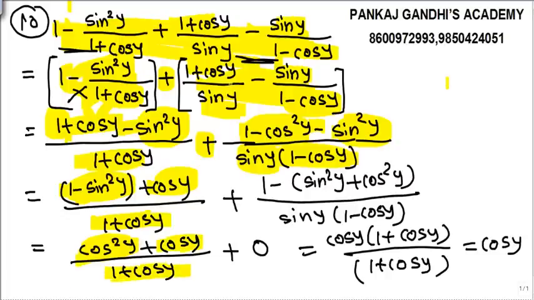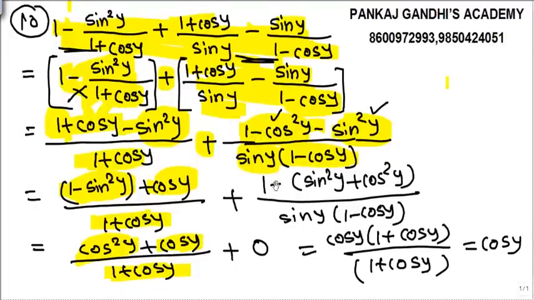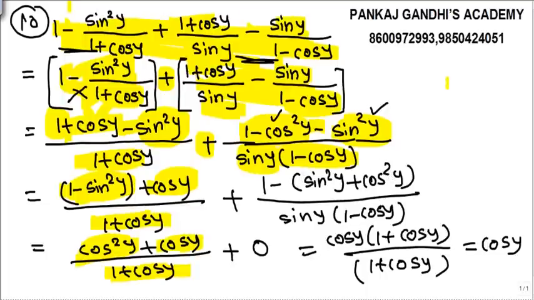Now this part, 1 minus cos square y and sin square y is there. So what we will do, this is minus cos square y minus sin square y, and a minus sign is there, so we can take out the minus sign common. So this will become minus (sin square y plus cos square y). And we know that sin square y plus cos square y is equal to 1.